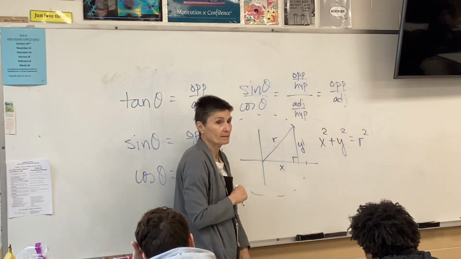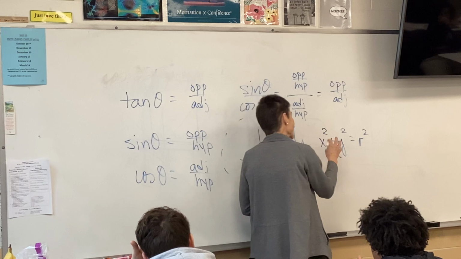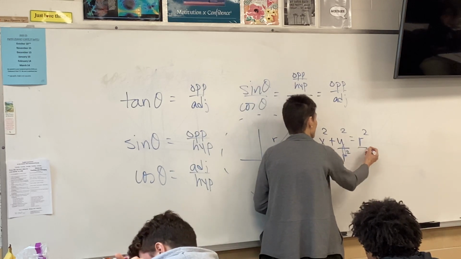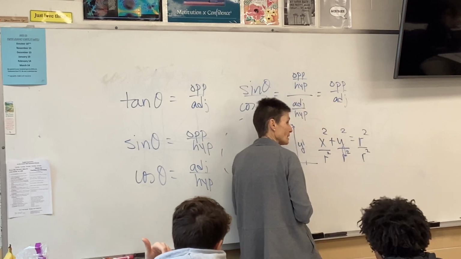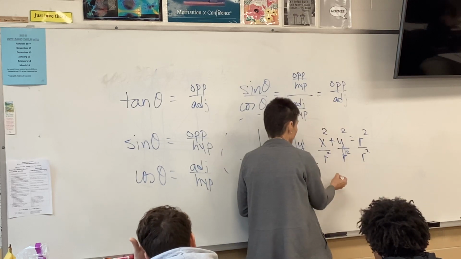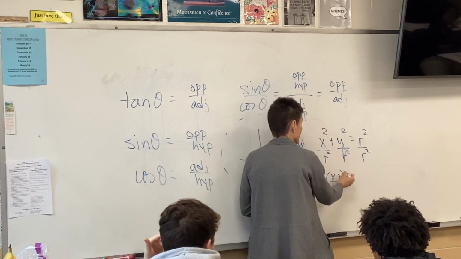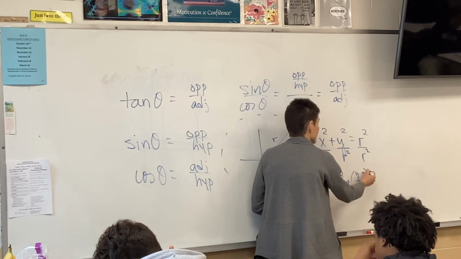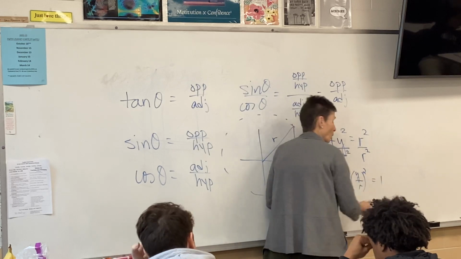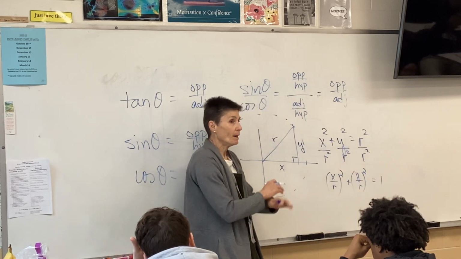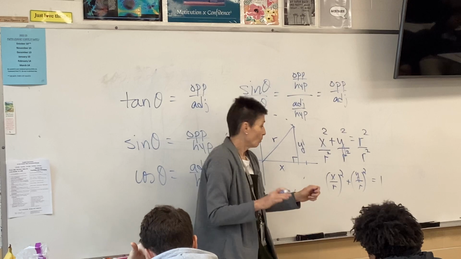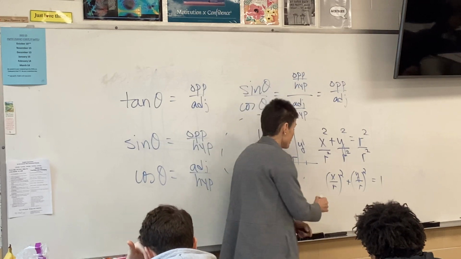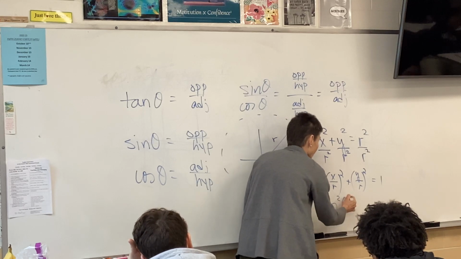Absolute Pythagorean theorem. Well, if I took that equation and divided everything by r squared, then it would say literally (x over r) squared plus (y over r) squared equals 1. But now wait a minute, guys. What's x over r? That's cosine. So this is cosine squared.